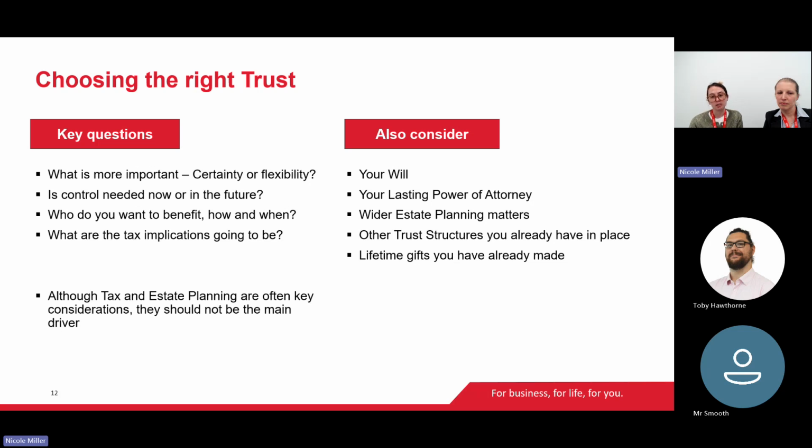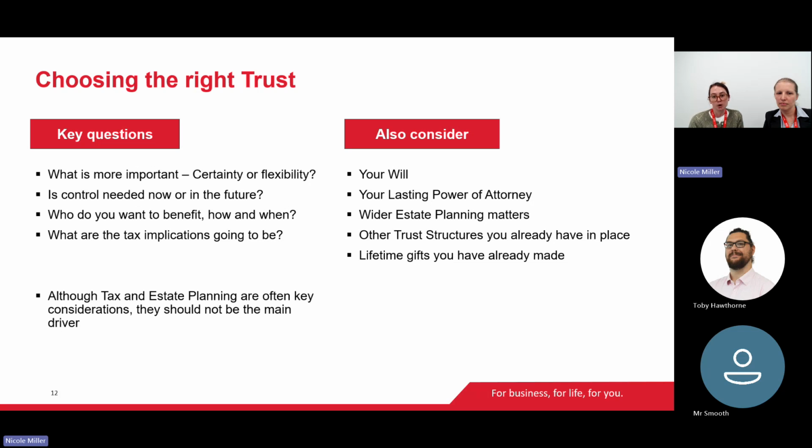So is this something that you're intending to create on death and that you want to control those funds, or your trustees to have the flexibility to control those funds beyond your grave? Who you want to benefit, how and when. If you envisage those beneficiaries changing, then a discretionary trust, for example, would be appropriate. And what are the tax implications going to be? That's definitely something to consider, especially as CGT rates and that change.